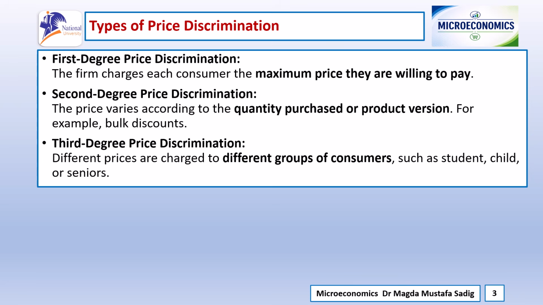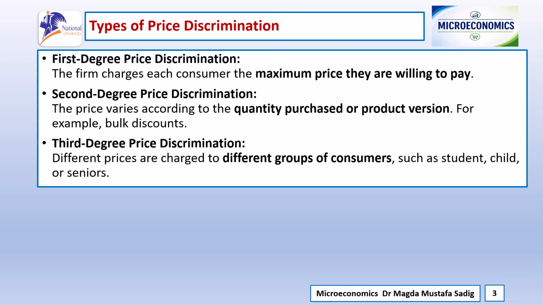In the first degree price discrimination, the firm charges each consumer the maximum price that he or she is willing to pay. In other words, different consumers may pay different prices depending on their individual willingness to pay. The important idea here is that the firm attempts to obtain the maximum possible price from each individual consumer.